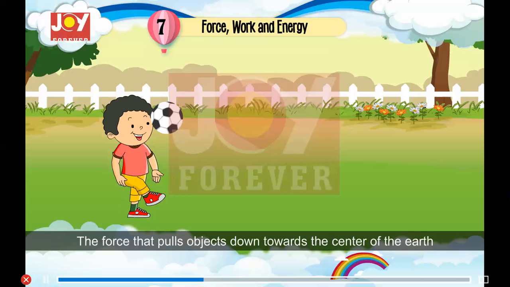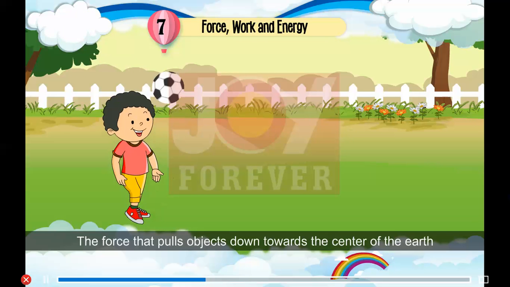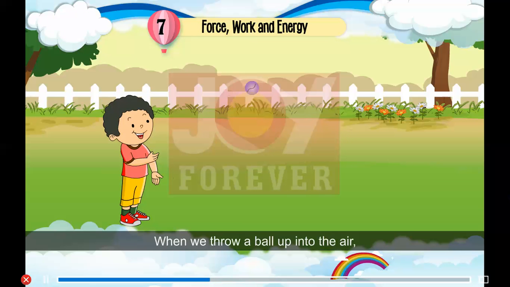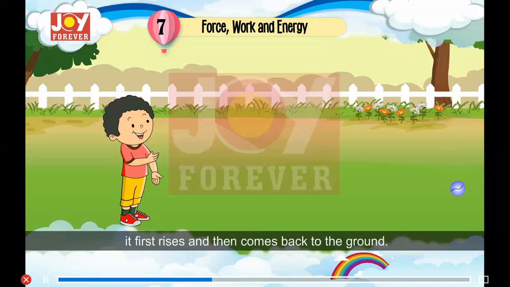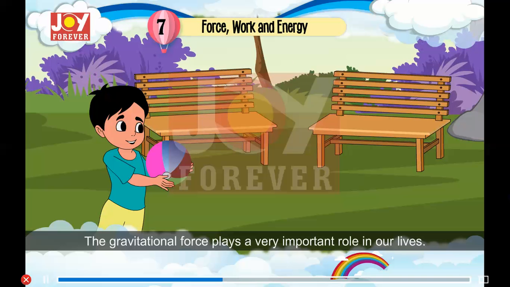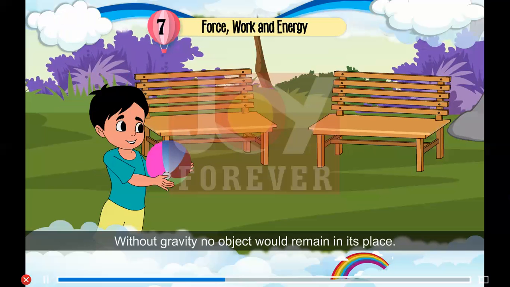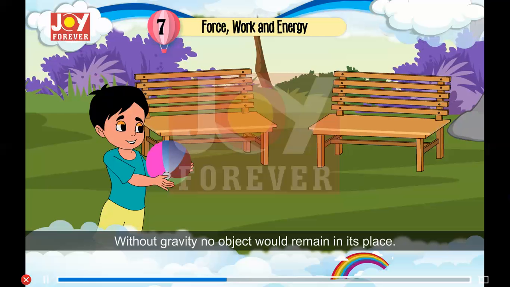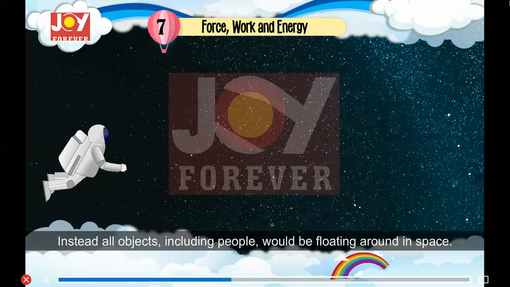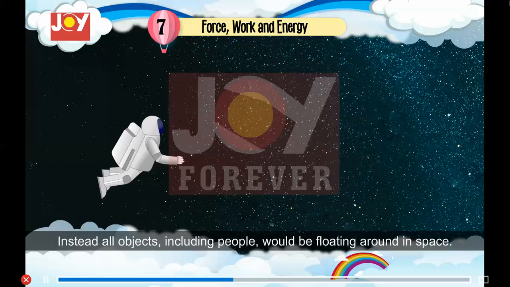Force due to gravity. The force that pulls objects down towards the center of the earth is called gravity. When we throw a ball up into the air, it first rises and then comes back to the ground. This ball comes back due to the force of gravity. The gravitational force plays a very important role in our lives. Without gravity, no object would remain in its place. Instead, all objects, including people, would be floating around in space.